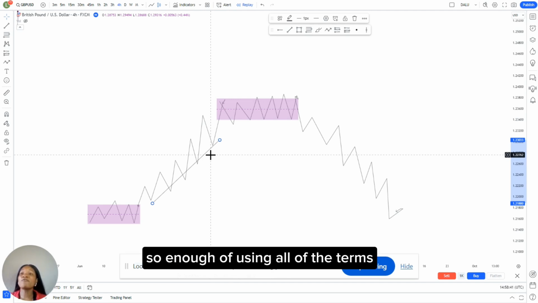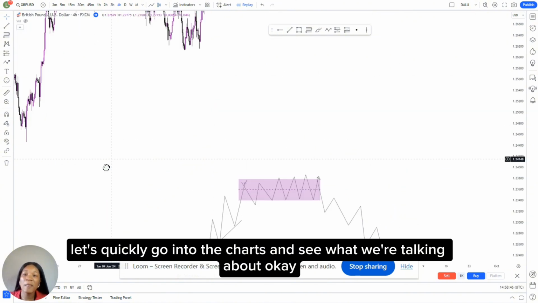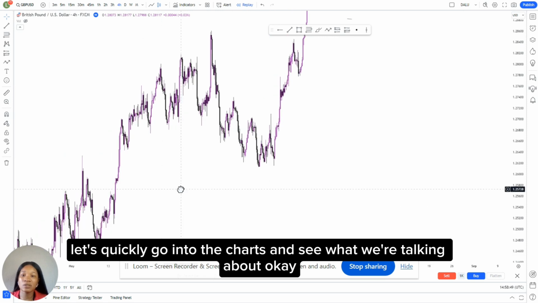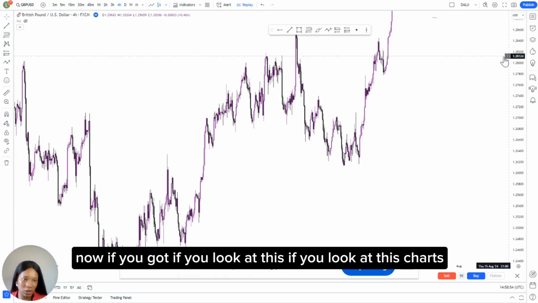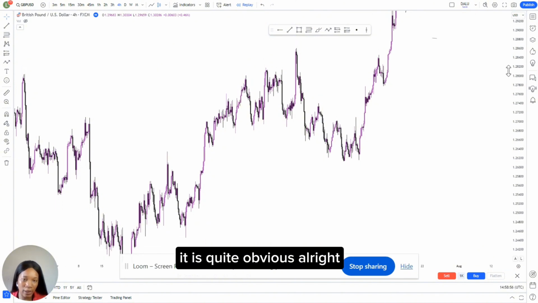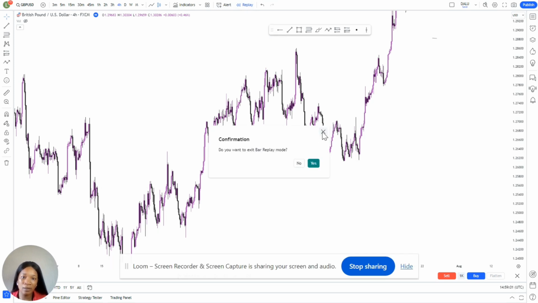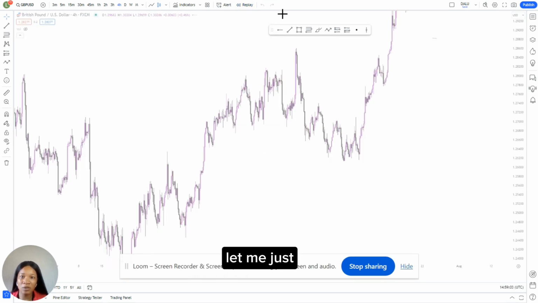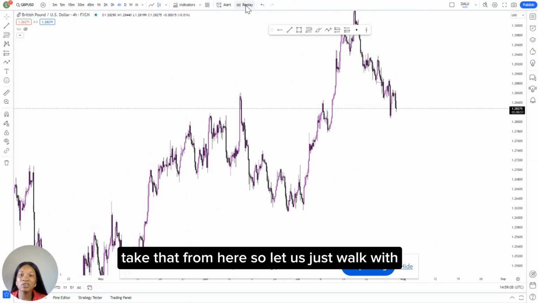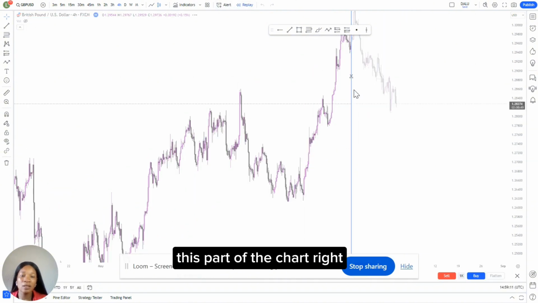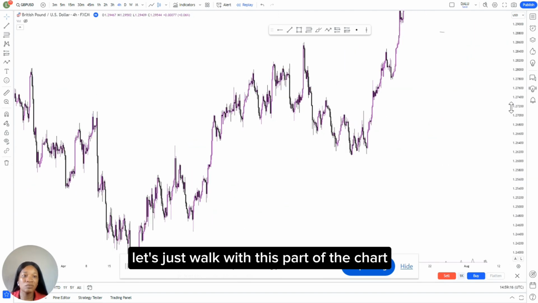All right, so enough of using all of the terms. Let's quickly go into the charts and see what we're talking about. Now, if you look at this chart, it is quite obvious. It is quite old, so let me just take it from here. Let us just work with this part of the chart.